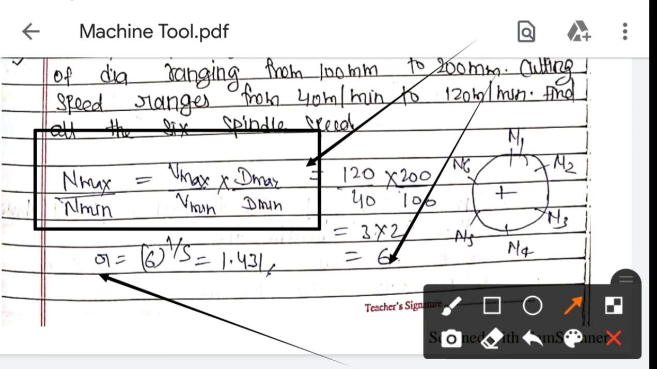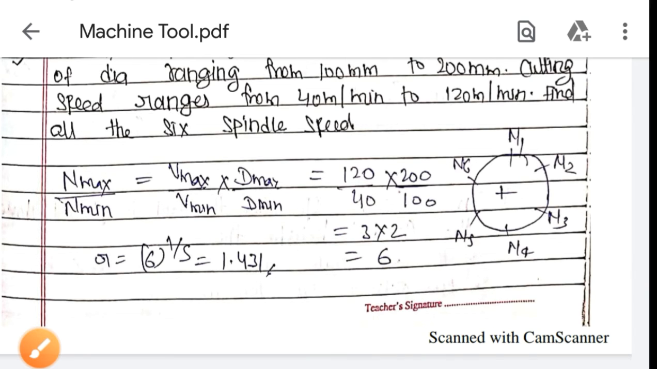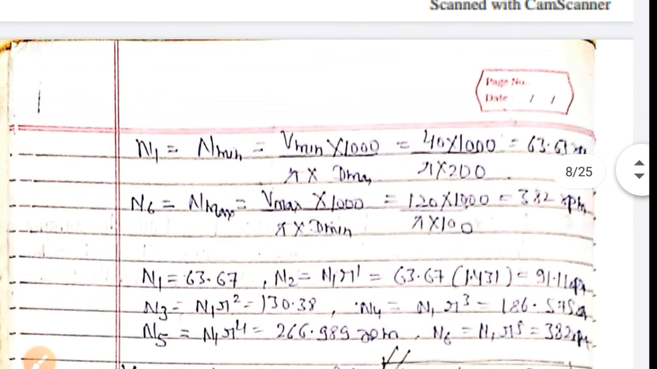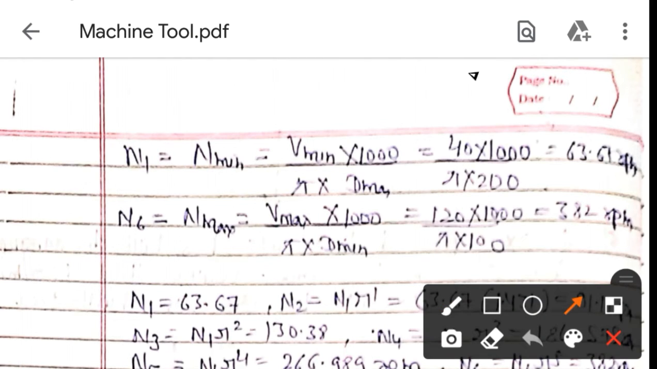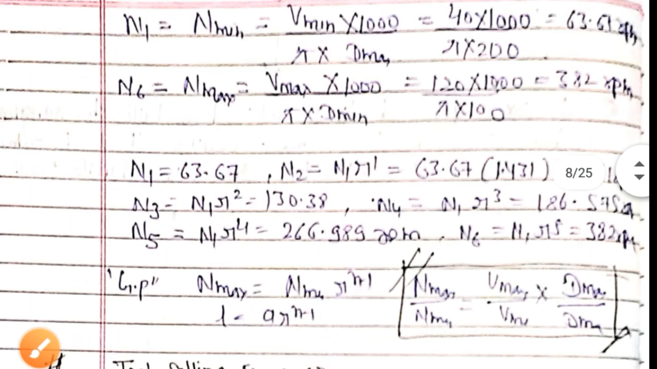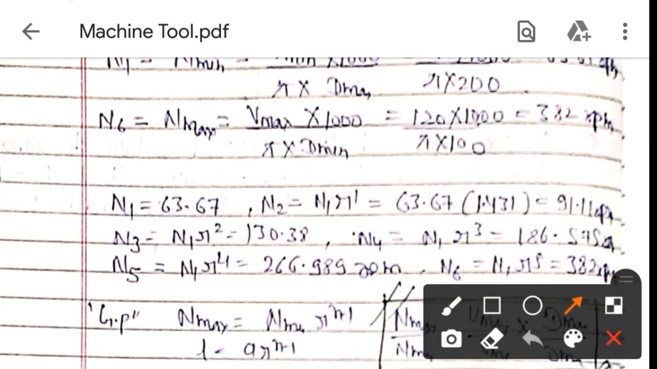Once you get this r term, we can find all the 6 spindle speeds. So n1 is equal to n minimum, so this should be V minimum, which is given in the question, and D max is also given. Find n1 from here, and find n max. Then just use the formula: n2 is equal to n1 into r to the power n minus 1. n3 is equal to n1 into r to the power n minus 1, which is 3 minus 1, that is 2.